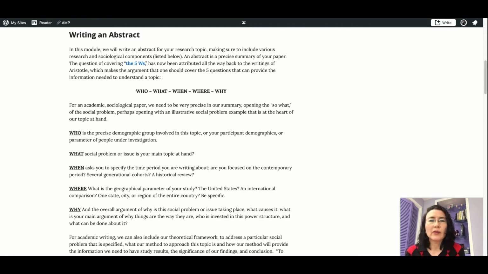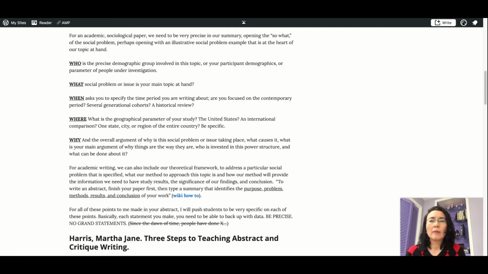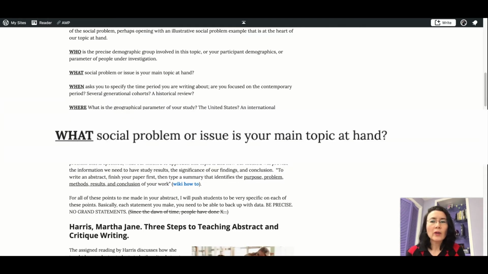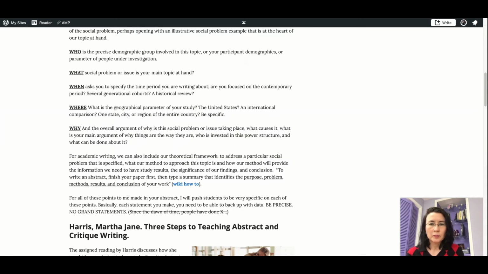And so you want to cover the five journalist 5 Ws: the who, what, when, where, and why. But the who, the precise demographic group. So I want you guys to be very specific and talk about the demographics of the United States as a whole, and then what particular demographic group your research topic pertains to. What is the social problem and specific sociological issue at hand that you're addressing?